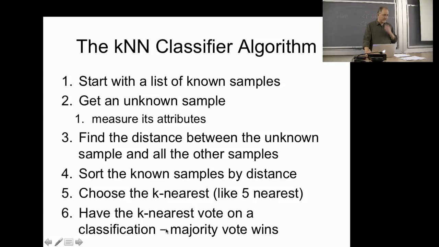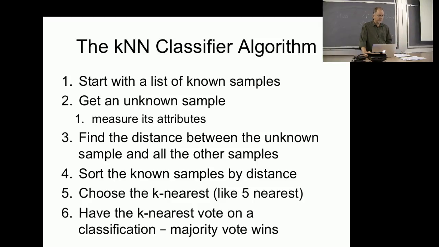All right, so let's look at each one of those steps and see if we can translate that English into at least some sort of Java concept. If I say start with a list of known samples, what kind of thing is that? How do we get some collection of things stored in the computer? An ArrayList, probably, because we don't know how many of them there are.